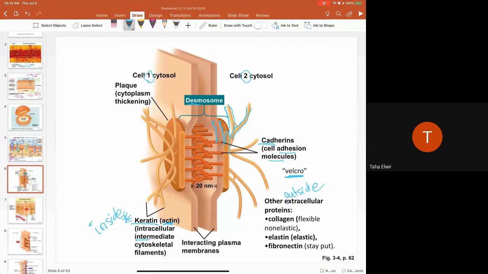And outside, you then have something that's flexible but not elastic because you don't want the cells to get pulled apart. So you could use collagen. If you did want elasticity, then you could use elastin. And then when you're attaching cells to the basal lamina, you want them to stay put, then you use this protein called fibronectin, which actually translates to mean stay put.